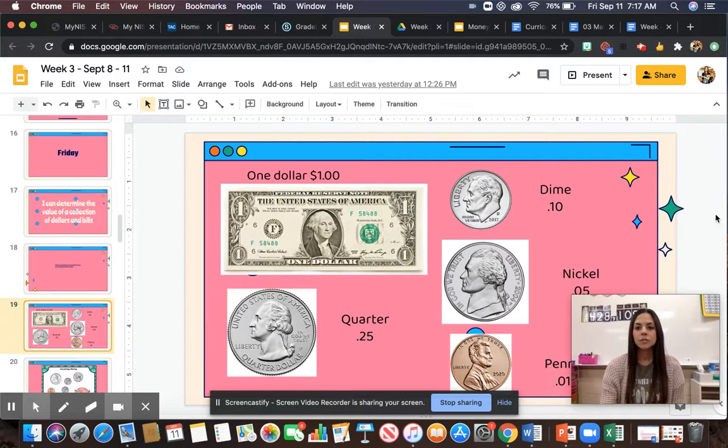So here I'm just going to review the different types of dollar bills and coins that we're going to be talking about. And you probably already know this. So here we have our dollar, $1. Our biggest coin with the biggest value is the quarter, and it's worth 25 cents. We have our dime, which is very small. It's the smallest, but it's not worth the smallest. The dime is worth 10 cents. We have our nickel, which is bigger than our dime, but it's worth less. It's worth 5 cents. And then we have our penny, which we all know is copper, and it's worth 1 cent.